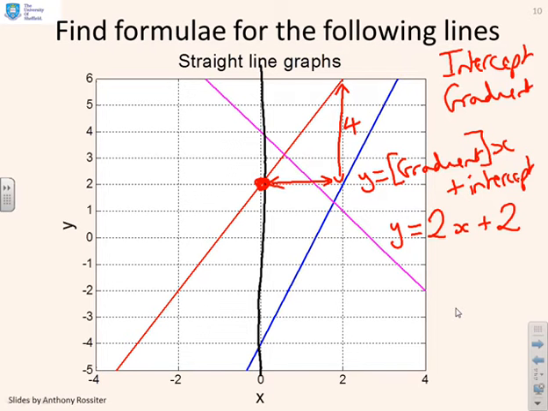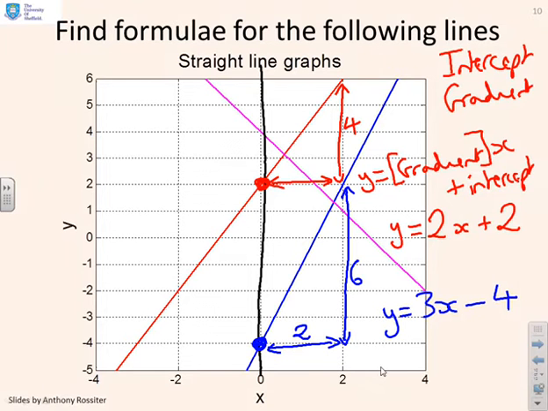What about the blue line? So if I go to the blue line, you see the intercept is down here, it's at -4. And again, we need to work out the gradient. So if I do this where it's simplest, I can see here I've gone up by, now how much have I gone up by? If I mark that, you'll see it's gone up by 1, 2, 3, 4, 5, 6. So it's gone up by 6. It's gone along by 2. So the gradient is 3. So for this line, I've got y equals 3x minus 4, because the intercept was -4.